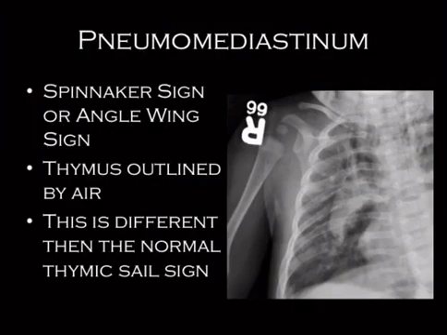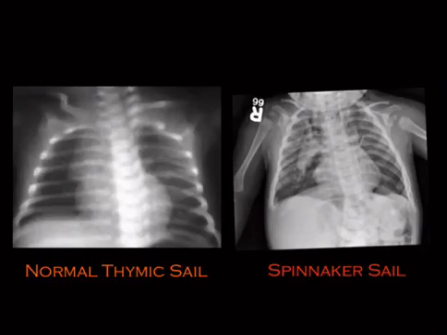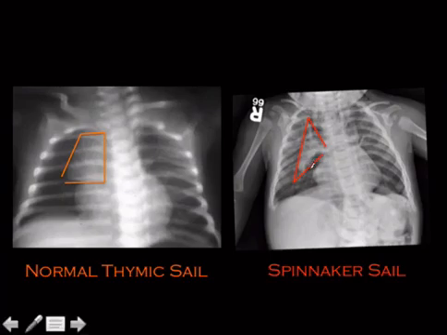Now, you may be thinking to yourself, I thought the thymic sail sign was a normal thing. That's a different sail sign. So this is a normal thymic sail relative to the spinnaker sail. So something like that versus something like that. So the triangle, the one that John Kerry would be riding on his windsurfing thing, is this one here.